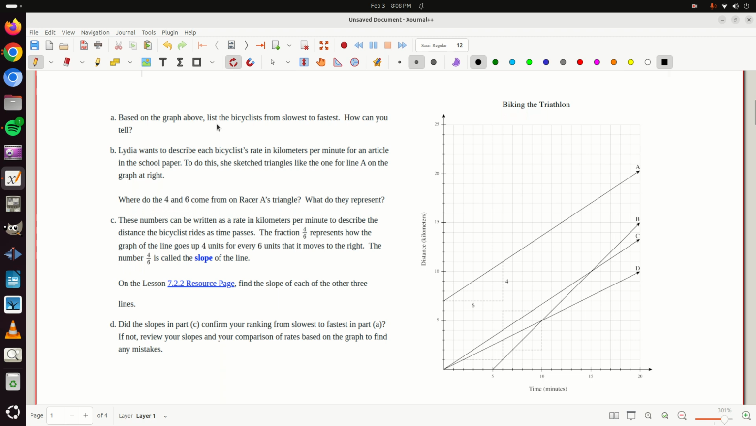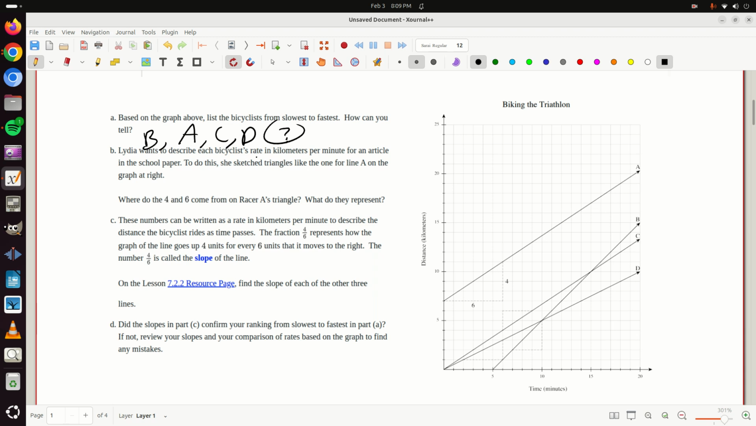So it says, based on the graph above, list the bicyclists from slowest to fastest. How can you tell? Well, I think we're looking for a steep slope, right? So I think B is probably the fastest. From there, it's a little bit hard to tell for me, honestly. I could be wrong on this. I'm just sort of eyeballing this, but A and C look like they're going darn near the same speed. It's kind of hard to tell here, so I guess I'll just say A first, then C second. I'm not sure. And then it looks like D is a little bit slower than both of those. Again, I don't know. I haven't actually looked at this yet. If I'm eyeballing it wrong, I apologize.